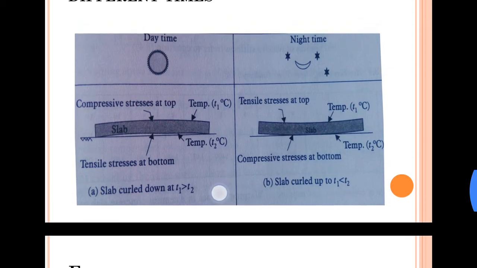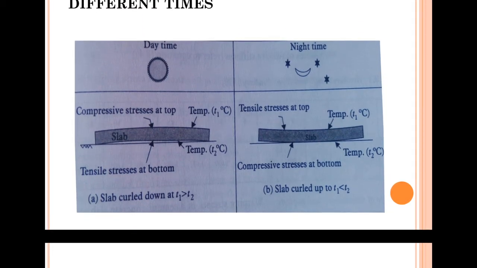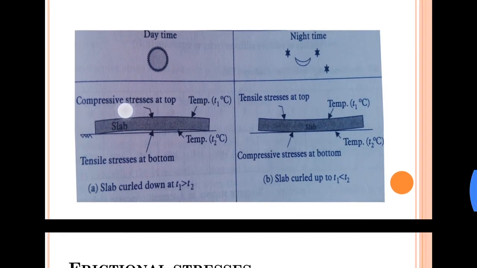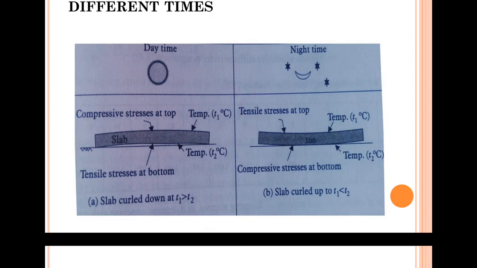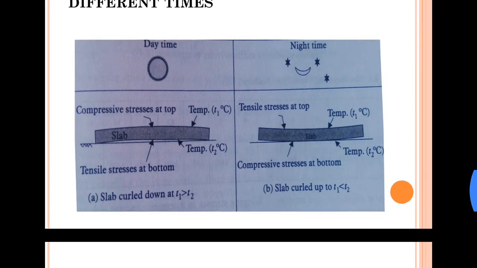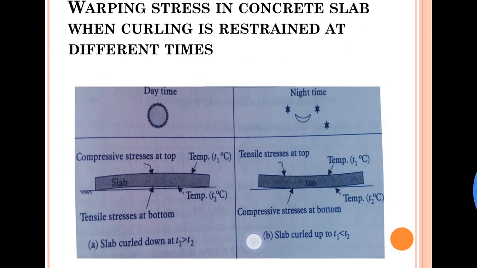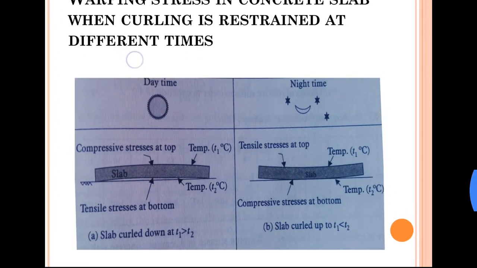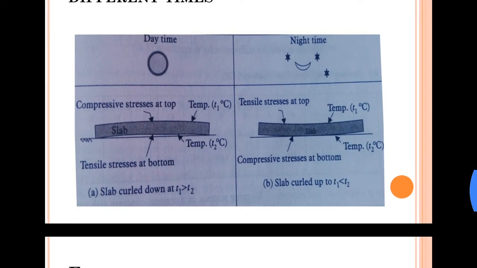Now in both these conditions, you would develop compressive stresses at the top in this case and tensile stress at the bottom, and here you would develop tensile stress at the top and compressive stress at the bottom. This is warping stresses due to the daily variations, daytime and nighttime.